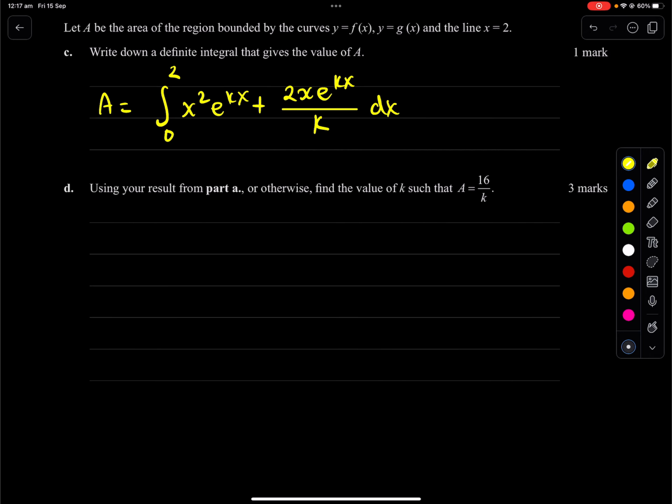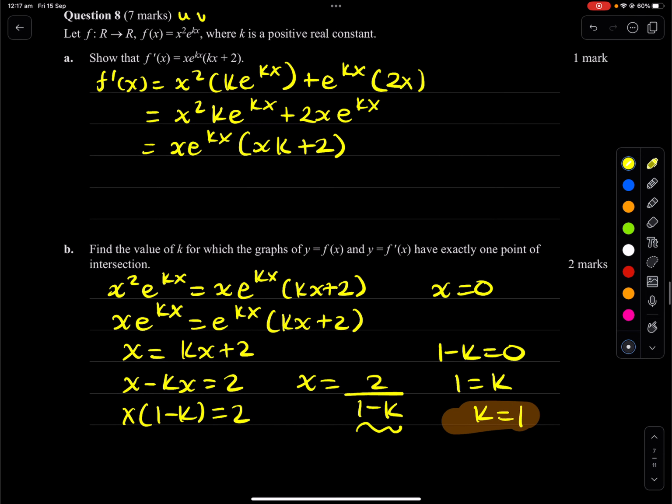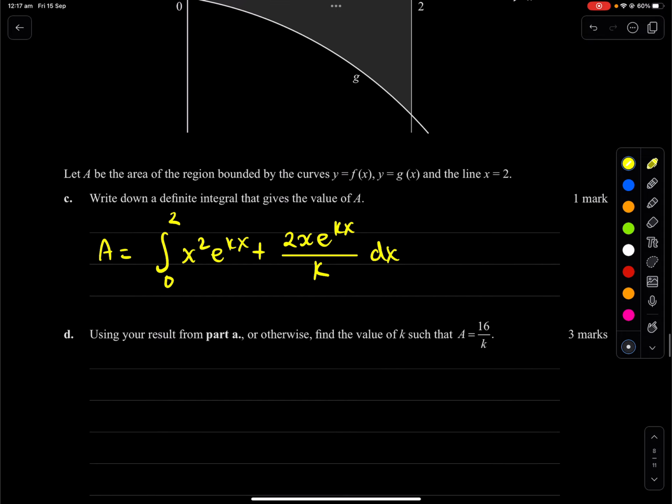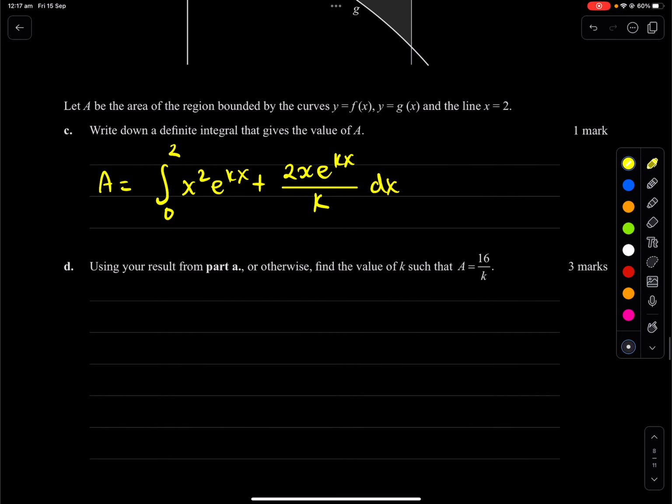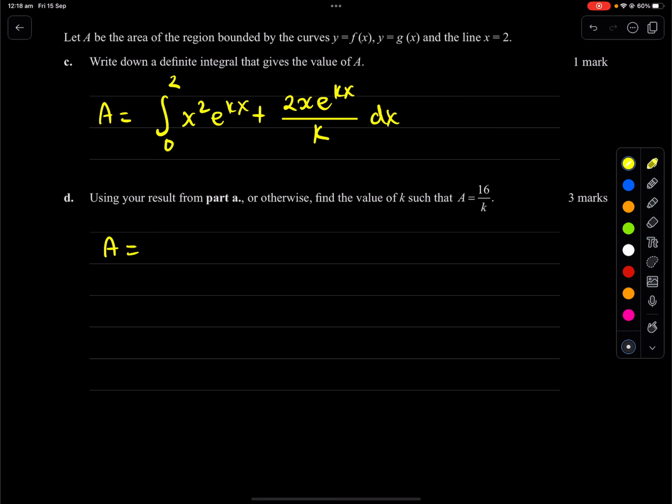Using a result from part a, or otherwise, find the value of k such that A is equal to 16 over k. Part a, what is part a? Okay. We need to evaluate this integral. If I multiply this k to all of it, so for example, area is the integral from 0 to 2 of k x squared e^(kx) plus 2x e^(kx) all over k, dx.